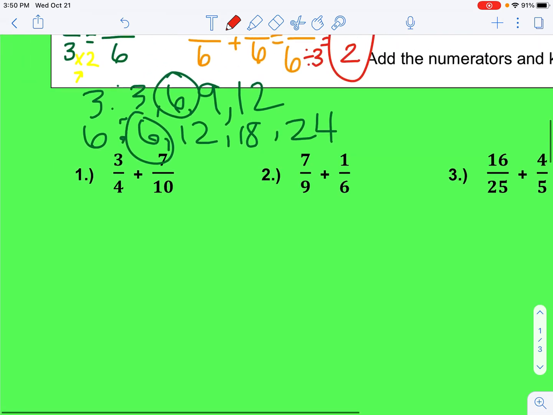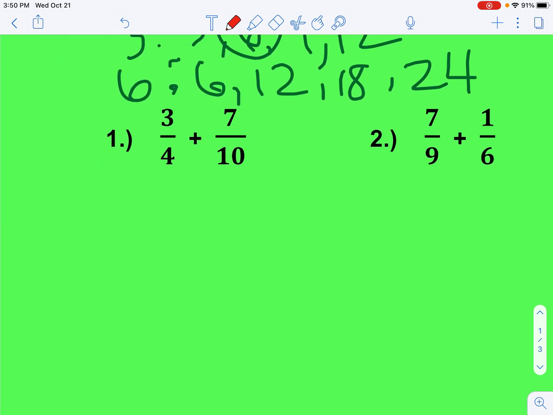Alright, so now let's look at number 1. I'm going to erase this line here. I am taking 3/4 plus 7/10. To do this, I need to find my least common multiple first. So we're going to count by 4s and 10s. You can choose to count by the bigger number first, and then that way you only need to count to the one that they share first. So let's do it that way.